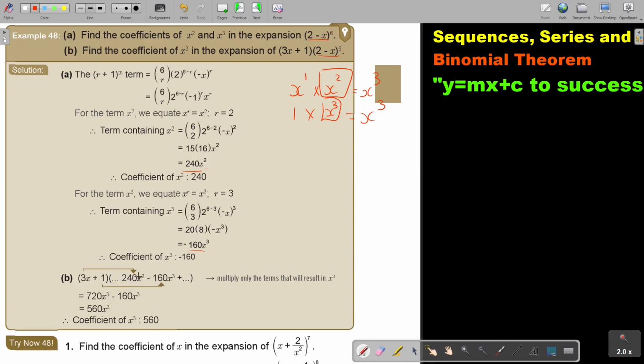I don't worry about the front or the end. I'm just needing these two, because this times this will give me x cubed, and this times this gives x cubed. I add it up, and the coefficient will be 560. Okay, so that's how you do it. So always look, if they give you an A and B, if A can help you in B, they help you to think in the correct way.